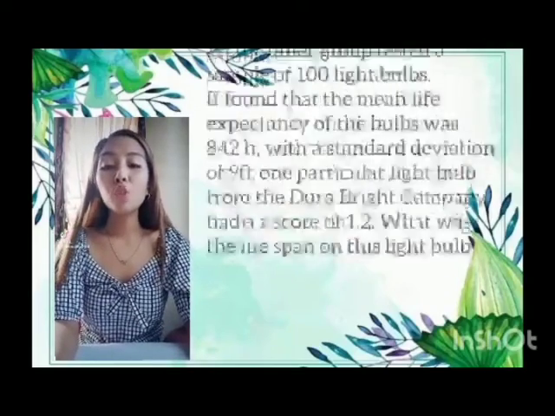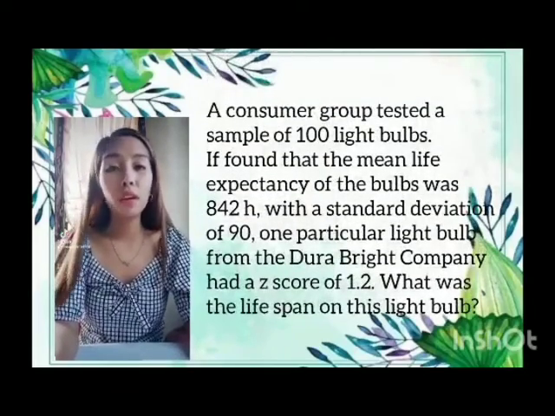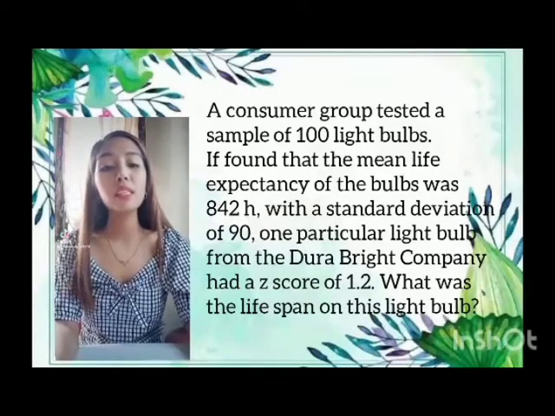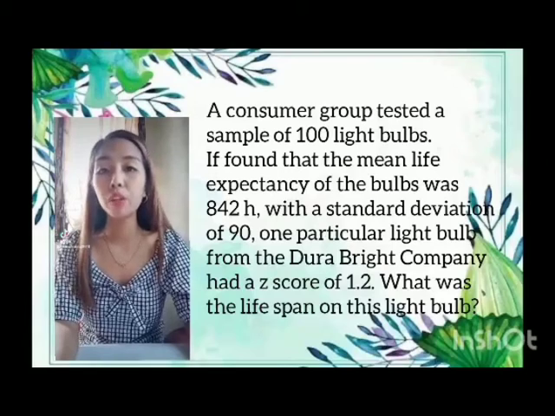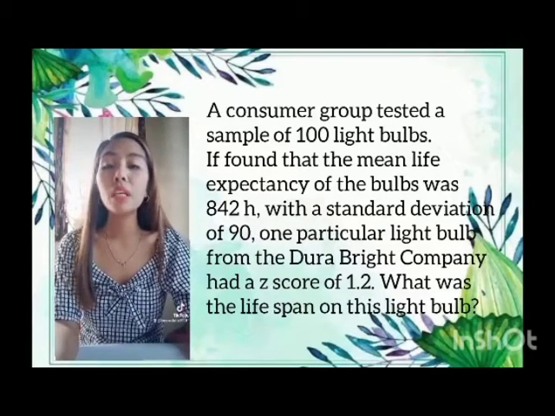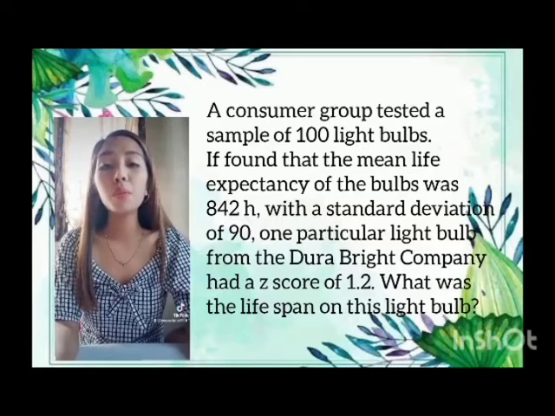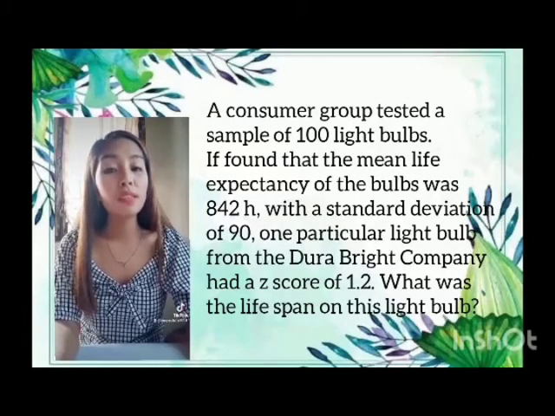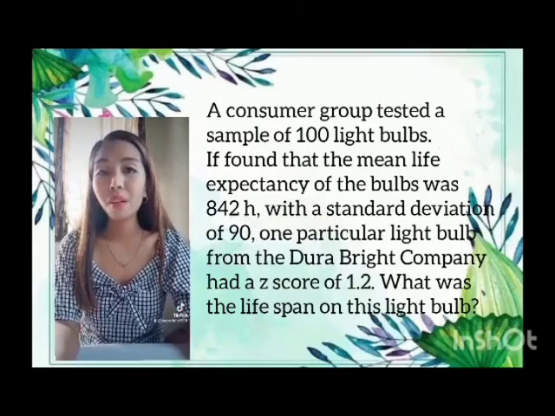Let's try one more. What if the z-score is given in the problem? A consumer group tested a sample of 100 light bulbs. They found that the mean life expectancy of the light bulbs was 842 hours with a standard deviation of 90. One particular light bulb from the Durabright company had a z-score of 1.2. What was the lifespan of this light bulb?